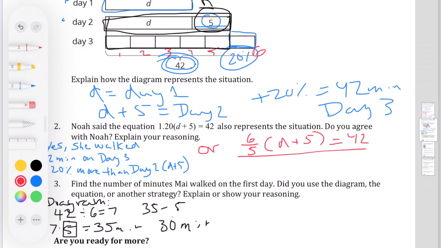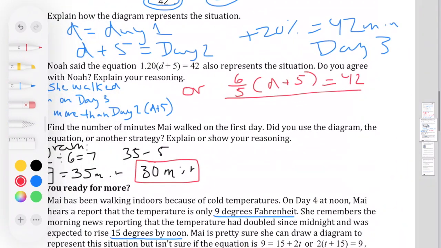So that's how I use the diagram to reason out how long I walked in day 1. Now, you could have also used the equation, and this is how you set up the equation. I'm just going to use 1.2 times D plus 5, D plus 5 equals 42.